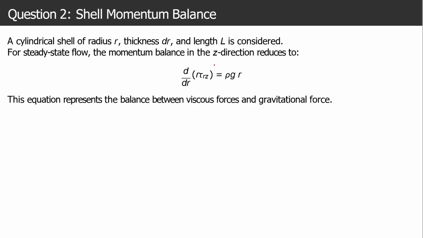Again taking an element, a cylindrical shell of thickness dr, radius r, length L, this is the expression we will be getting. Why did I write this directly? Because we have already done this. What was in that problem? In that problem we had P naught minus PL by L plus rho g r. But here no pressure term is there. So we will be directly getting rho g r equals d by dr of r tau rz.